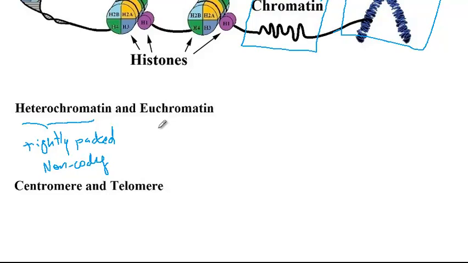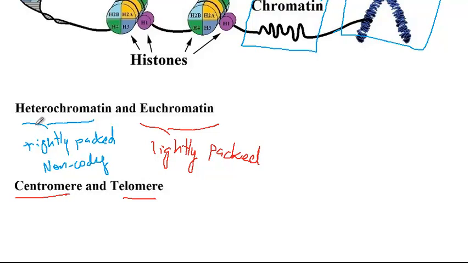Euchromatin, on the other hand, is lightly packed. So let me pick a different color here. So euchromatin is a lightly packed form of DNA, and it contains coding DNA that can undergo transcription. So it's mostly our euchromatin that is being used for the transcription process. And then we also have centromere and telomere. These two, centromeres and telomeres, are examples of heterochromatin that are tightly packed and don't really have any genes. So let's go over every one of them.